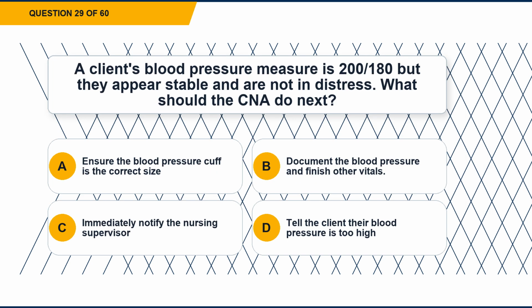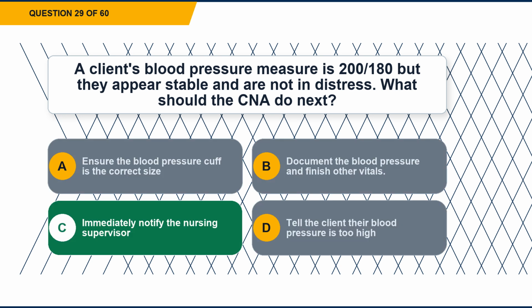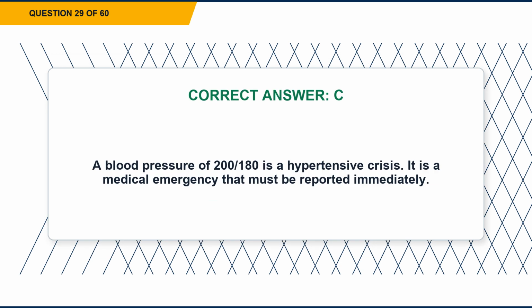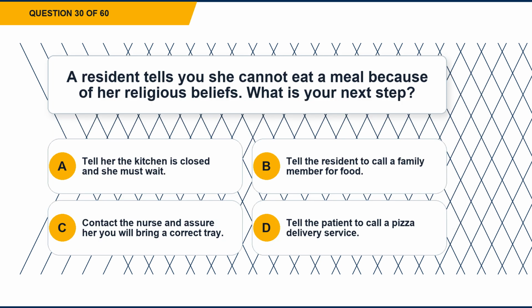Question 29. A client's blood pressure measure is 200/180, but they appear stable and are not in distress. What should the CNA do next? Option A, ensure the blood pressure cuff is the correct size. Option B, document the blood pressure and finish other vitals. Option C, immediately notify the nursing supervisor. Option D, tell the client their blood pressure is too high. The correct answer is option C, immediately notify the nursing supervisor. Explanation. A blood pressure of 200/180 is a hypertensive crisis. It is a medical emergency that must be reported immediately. Question 30. A resident tells you she cannot eat a meal because of her religious beliefs.